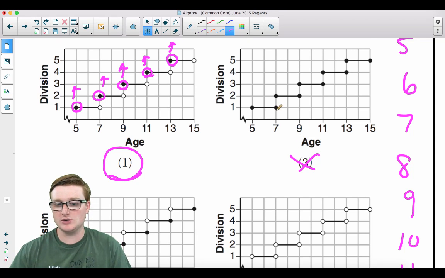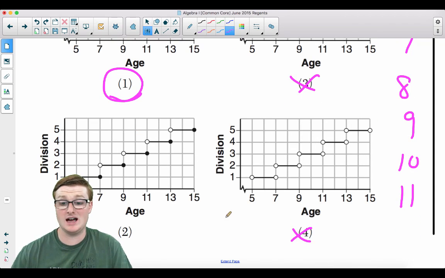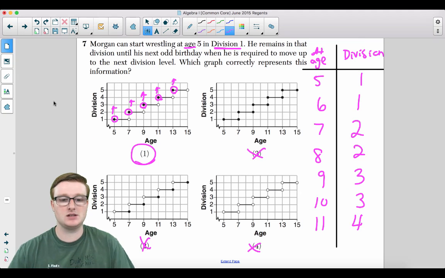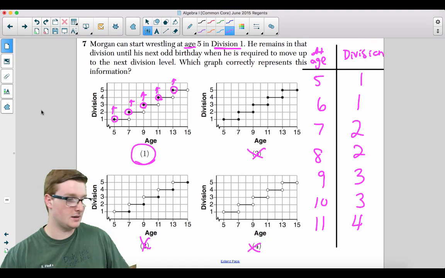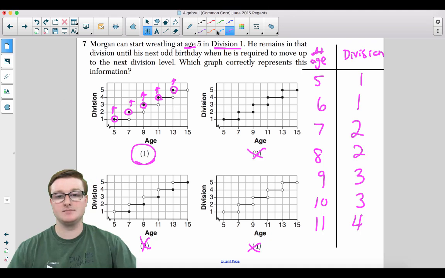Choice 3 makes absolutely no sense because everything's included. Choice 4 is like, I don't even know what that is. And choice 2 is just the reverse of choice 1. All right, so none of those actually work except choice 1 for number 7. All right, number 8.